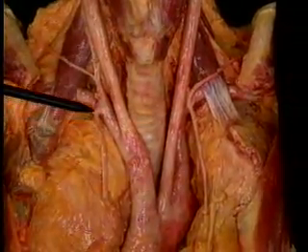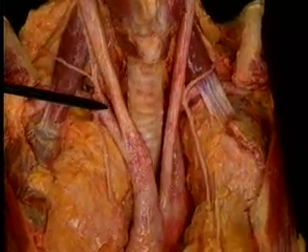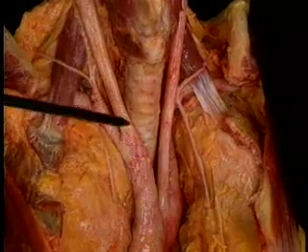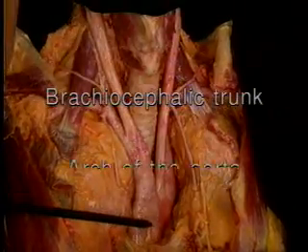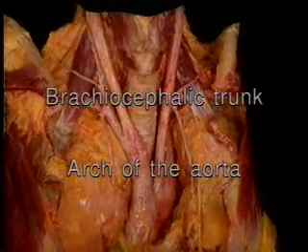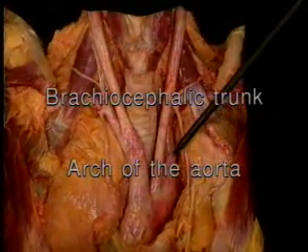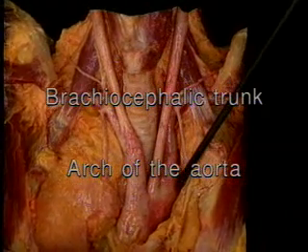On the right side, the subclavian artery arises, along with the common carotid, from the brachiocephalic trunk, which in turn arises from the arch of the aorta. On the left side, the subclavian artery arises directly from the arch of the aorta.